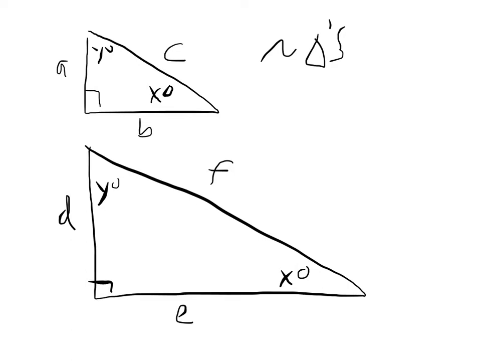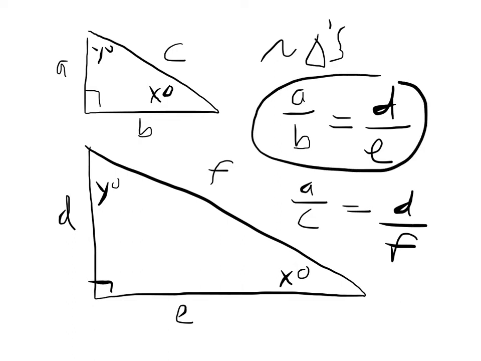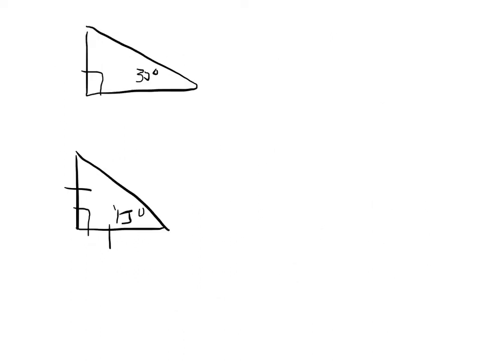So for example, A over B would equal D over E, or A over C would equal D over F. These are two triangles with an angle of x degrees. Obviously there are infinitely many right triangles with an angle of x degrees. In all of those triangles, if I set up ratios of corresponding sides, they're going to be equal. Now we've looked, for example, at 30, 60, 90 triangles and 45, 45, 90 triangles.